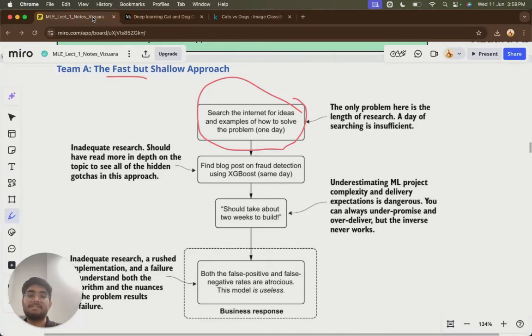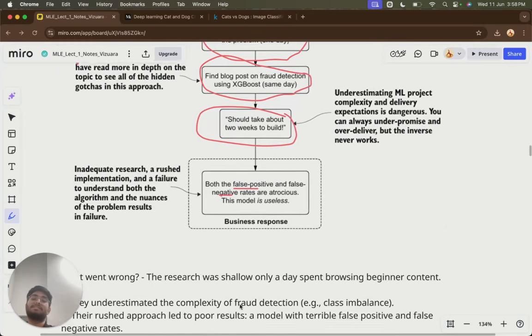Then they tell the business that their model is ready, and they found one algorithm, in our case VGG16. But if some team is doing fraud detection, they say XGBoost the same day. Again, inadequate research. Then they said it should take about 2 weeks to build. This is underestimating the project. And the result of this is that when it is implemented using a real data set, you get false positives and false negatives. The model is atrocious, the model is useless, is the business response.